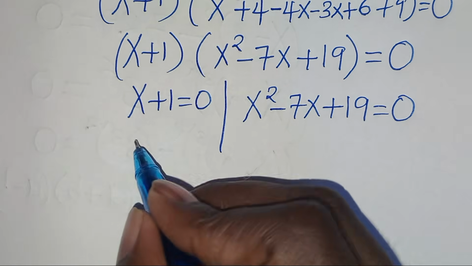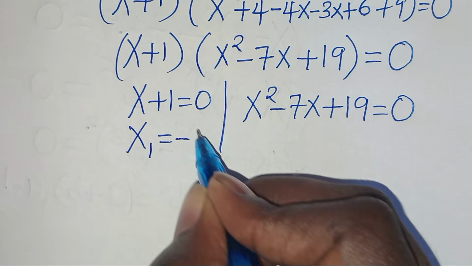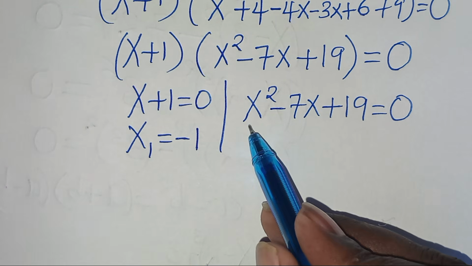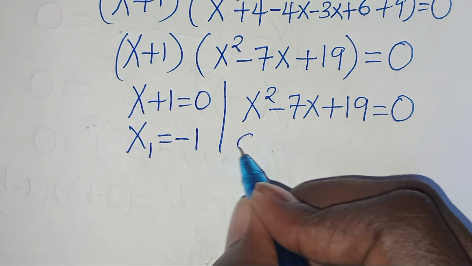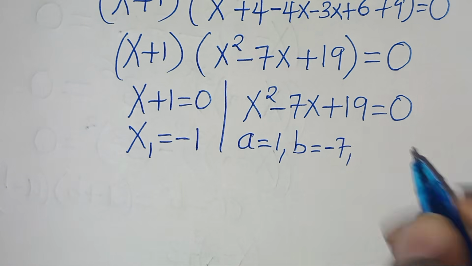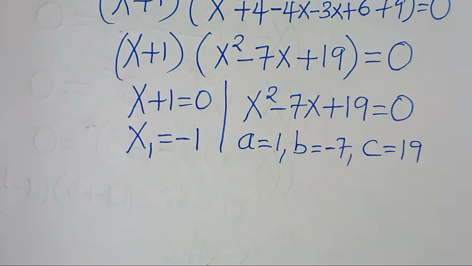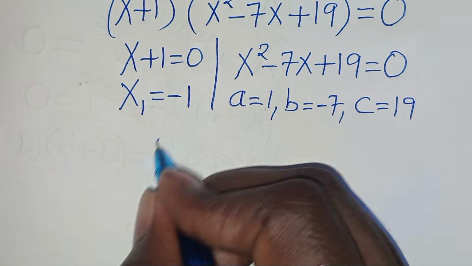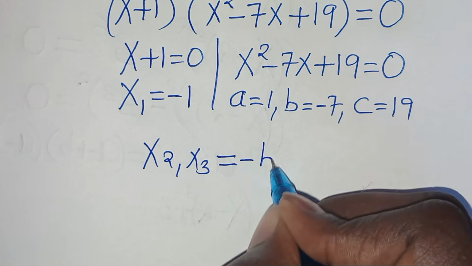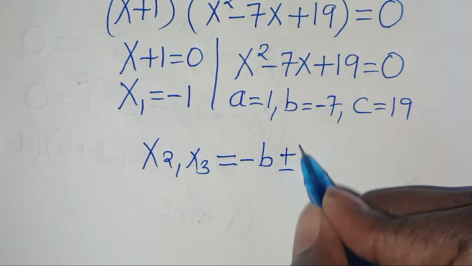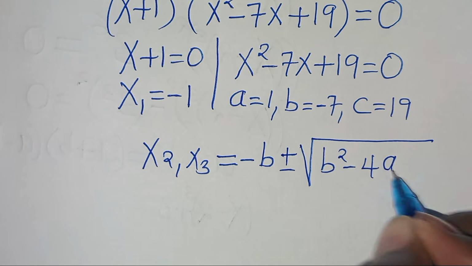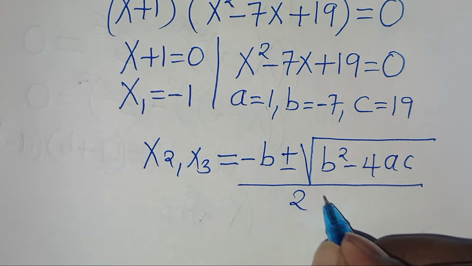From the first part here, we have that x1 is equal to negative 1. So this is a real solution. This is a quadratic equation. We have that a is equal to 1, b is equal to negative 7, and c is equal to 19. So we can solve for x2, x3 by applying the quadratic formula, which is x = (-b plus or minus the square root of b squared minus 4ac) divided by 2a.